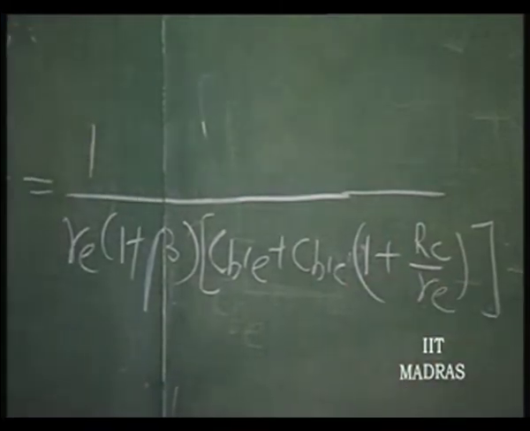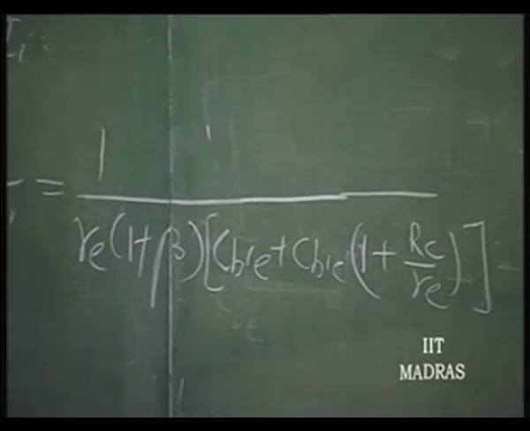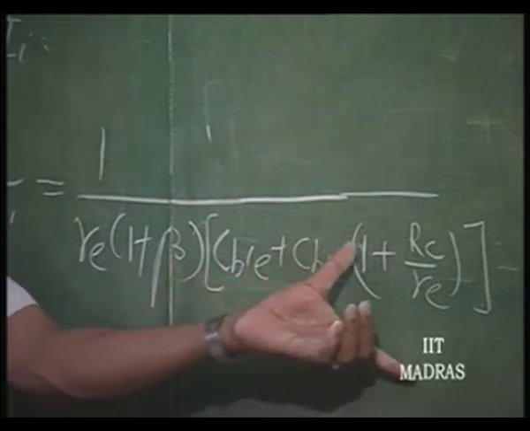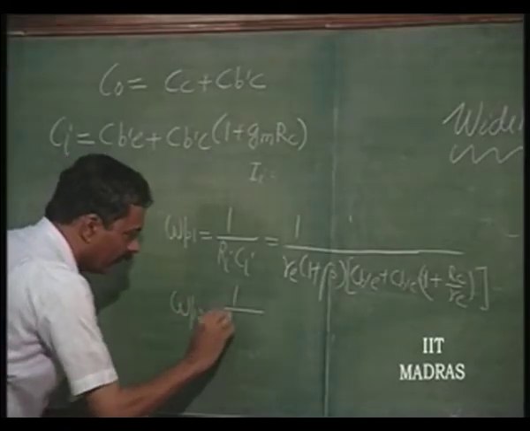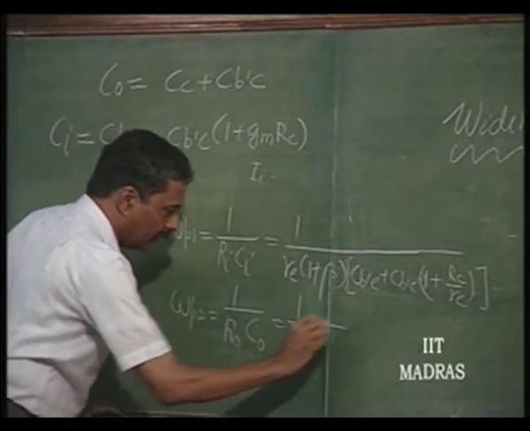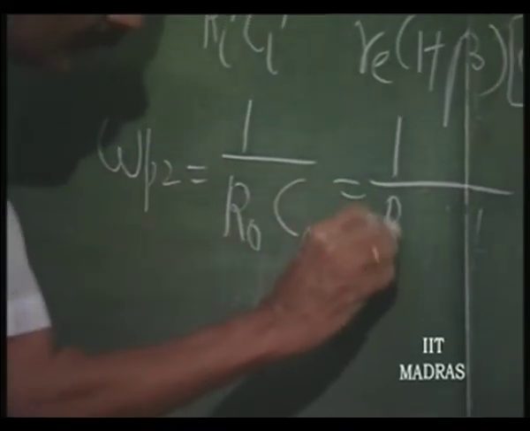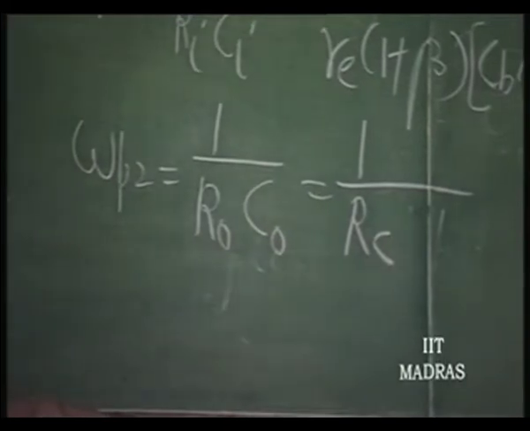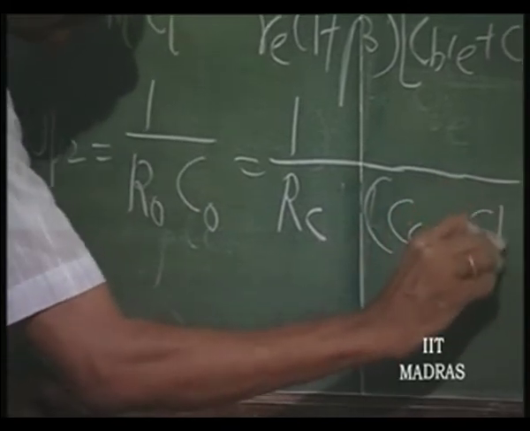Okay. So, this is the pole of the common emitter amplifier. Because of Miller effect, this capacitance is boosted up. The output time constant, omega p2, is 1 over R naught C naught, which is roughly 1 by the output impedance of the structure. If it is very high, it is essentially R C into C naught, which is C C plus C B dash C.